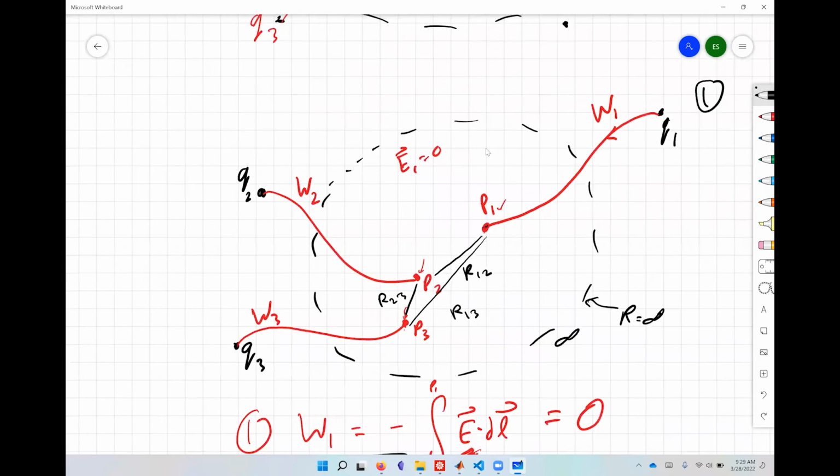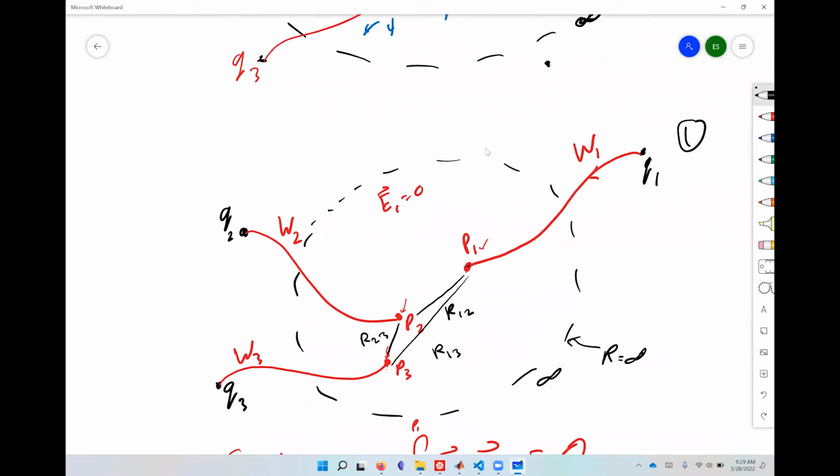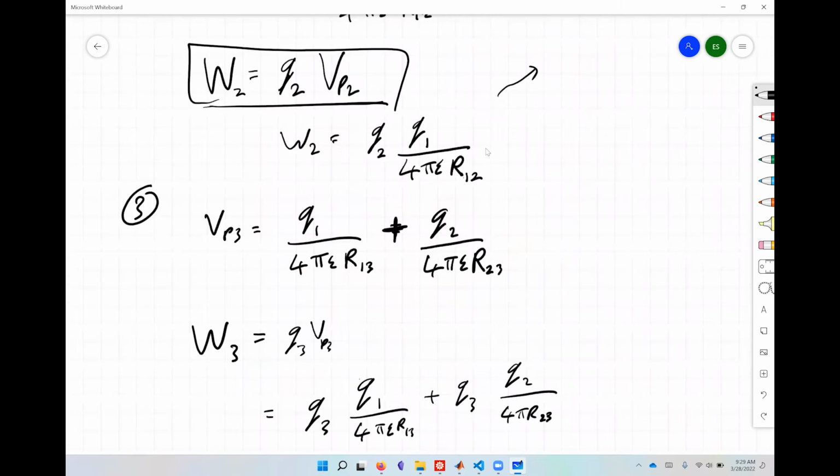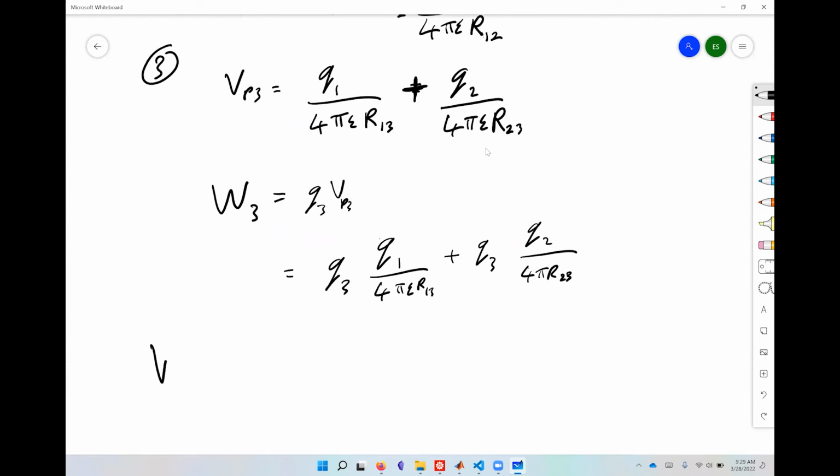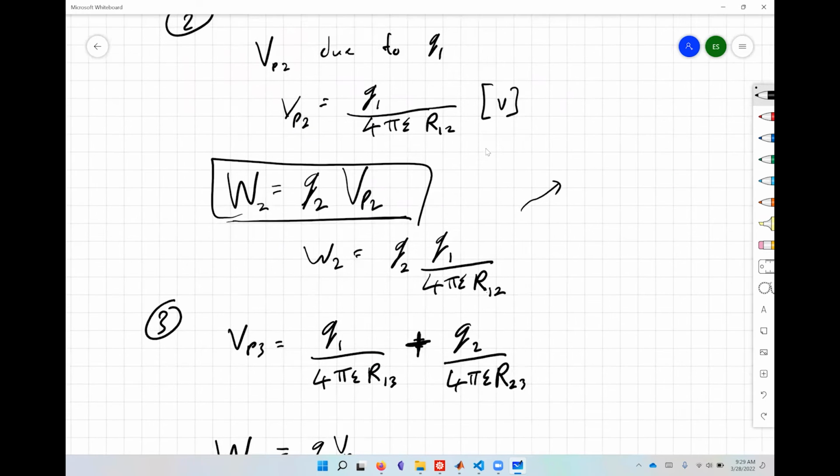So the question is, we went 3 steps. We found W1, W2, W3. What is the total energy now required to construct this field? So now we have three charges in the universe. They have their own field. What was the energy required to construct this field? So the total energy, W, equals W1 plus W2 plus W3. W1 was 0, right? W1 was 0.